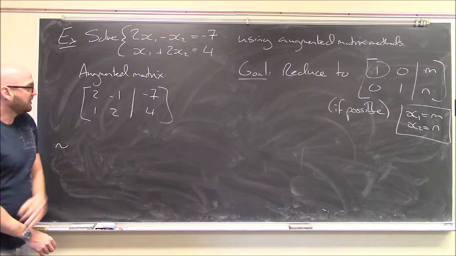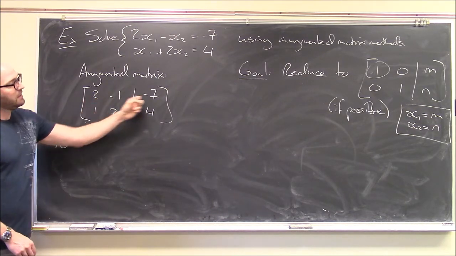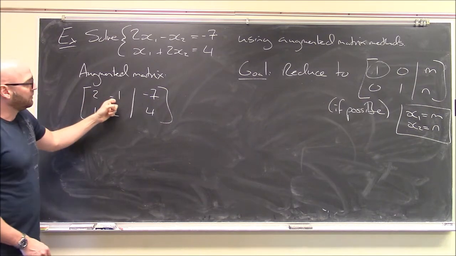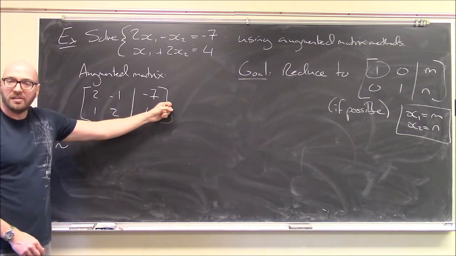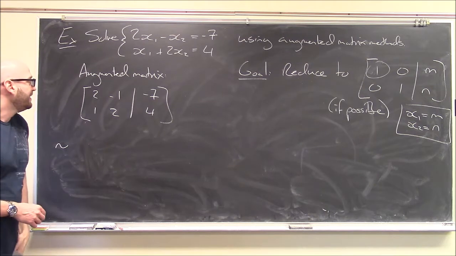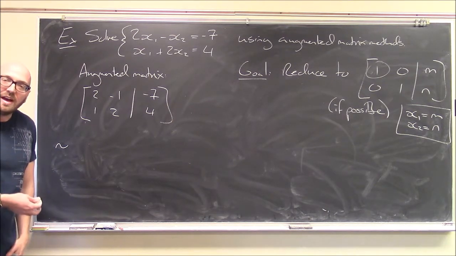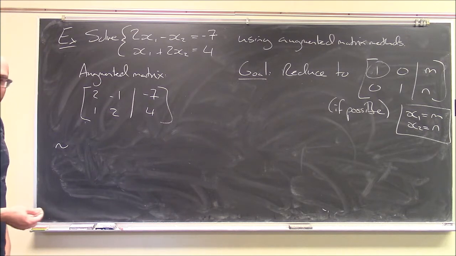A couple of ways I could do this. I could divide this first row by 2. That would put a 1 there. But notice that would also introduce fractions. I'd have minus 1/2, I'd have minus 7/2. And although there's nothing wrong with fractions, you tend to want to avoid them for as long as you can because they make the arithmetic sort of messy.